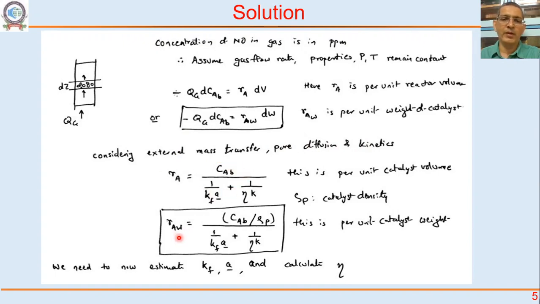So this is the rate per unit volume of catalyst. The rate per unit weight of catalyst would be this expression divided by rho p. This would be per unit weight of catalyst, you see. So I need to estimate Kf, I need to estimate A bar, I need to calculate eta. Then only I can integrate and get the weight of the catalyst. Do you agree? So estimate for yourself, pause and do it for yourself, then go forward.